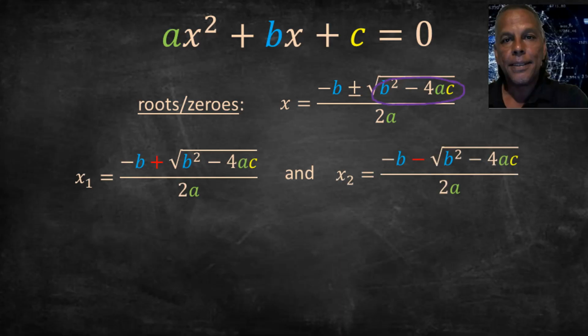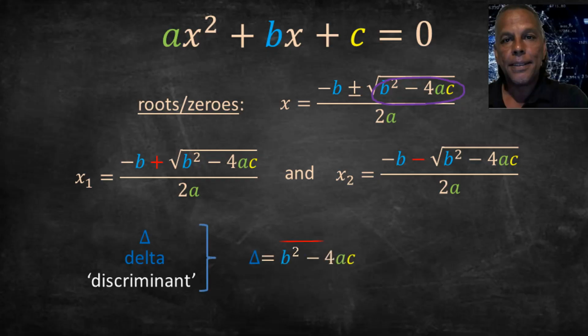The terms under the square root in the quadratic formula are known as delta or the discriminant. So delta equals b squared minus 4ac, and we can rewrite the quadratic formula in terms of delta. It will be negative b plus or minus the square root of delta all over 2a.